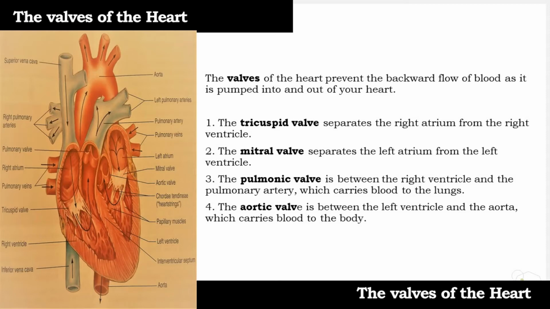The pulmonic valve is between the right ventricle and the pulmonary artery, which carries blood to the lungs. The aortic valve is between the left ventricle and the aorta, which carries blood to the body.